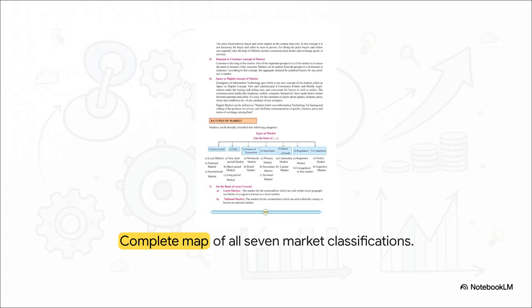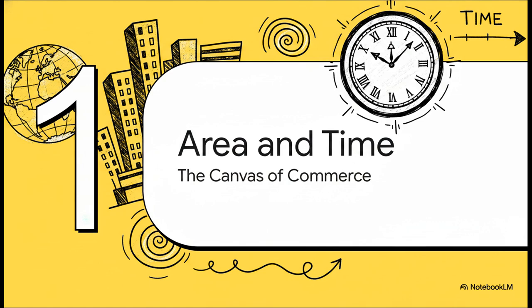All right, take a look at this. This is the complete classification tree directly from our source text. It maps out all 7 market classifications we're going to tackle, breaking things down by area, time, volume, importance, nature, regulation, and competition. It's like a giant puzzle, and we're going to zoom in and piece it together to see how goods actually move around the planet. Let's kick things off with our first dimensions, area and time, the canvas of commerce.